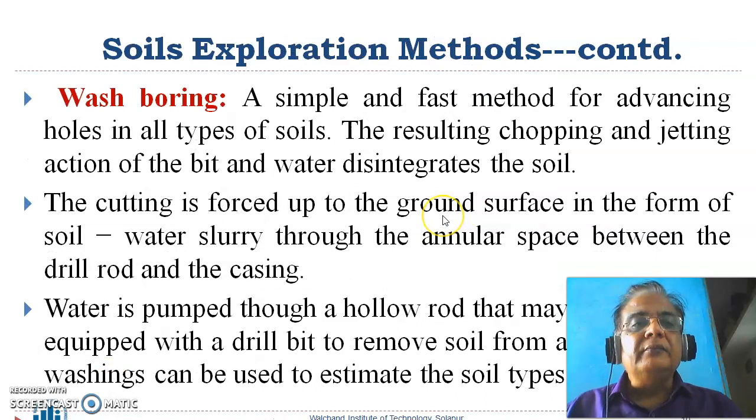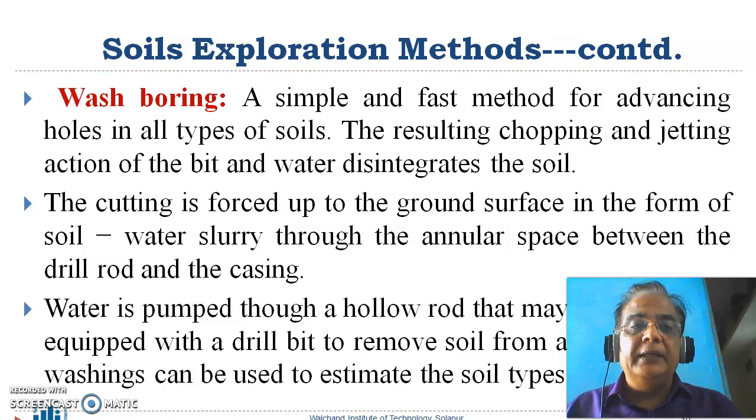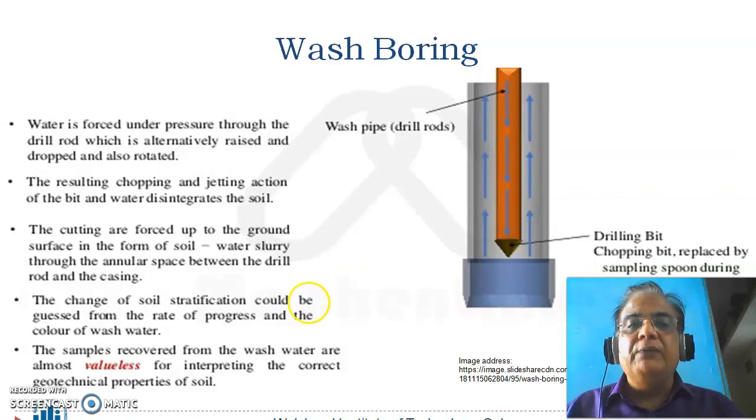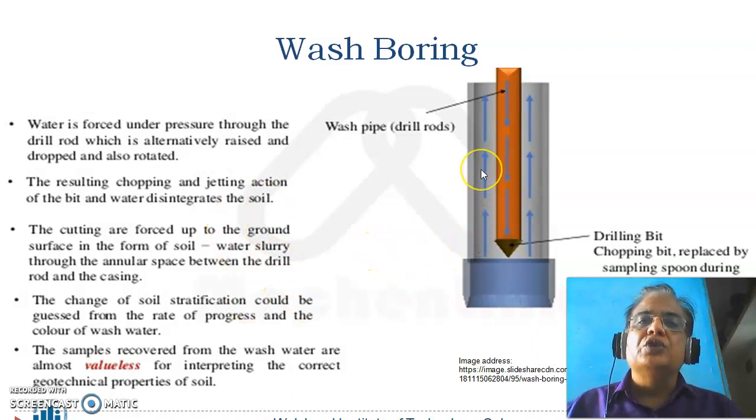Okay. Now water is pumped through a hollow rod that may or may not be equipped with a drill bit to remove soil from a borehole. The washings can be used to estimate the soil types. So this slurry which comes out is not much useful, but it can be used to decide about soil type.